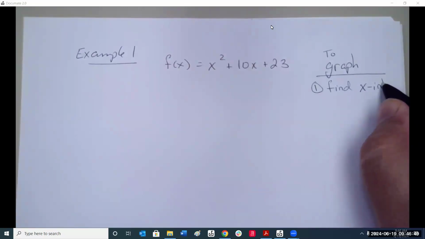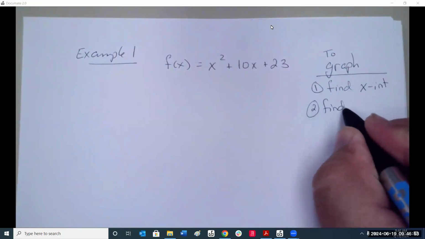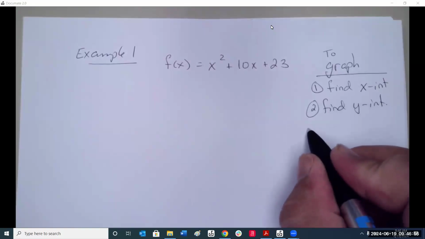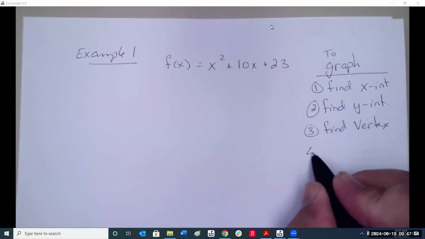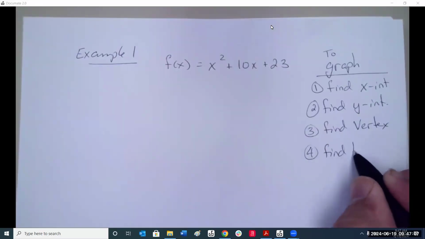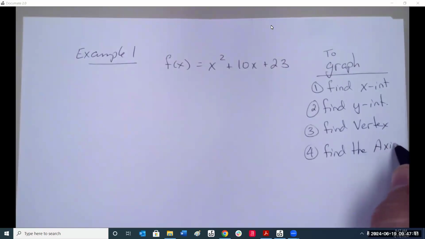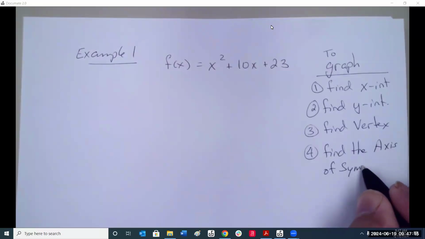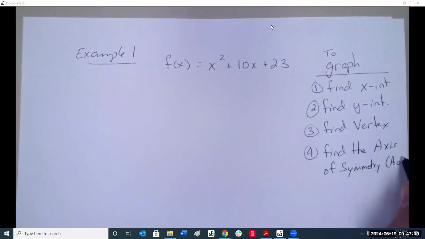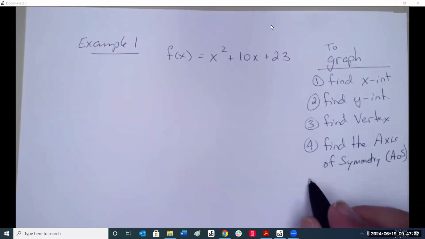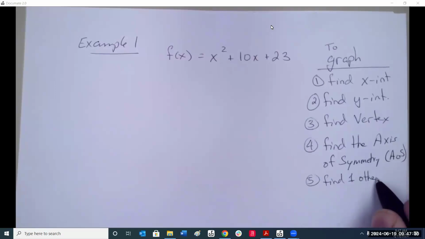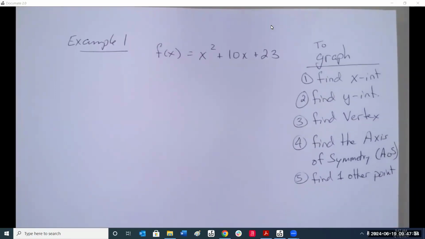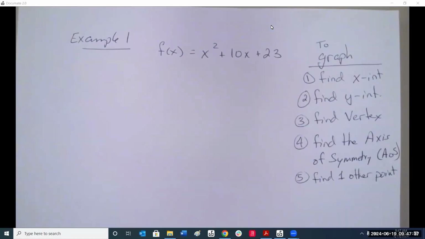Find the x-intercepts. Find the y-intercept. Find the vertex. Find the axis of symmetry, which I'm going to call AOS from now on. And find one more point. Then connect the dots.